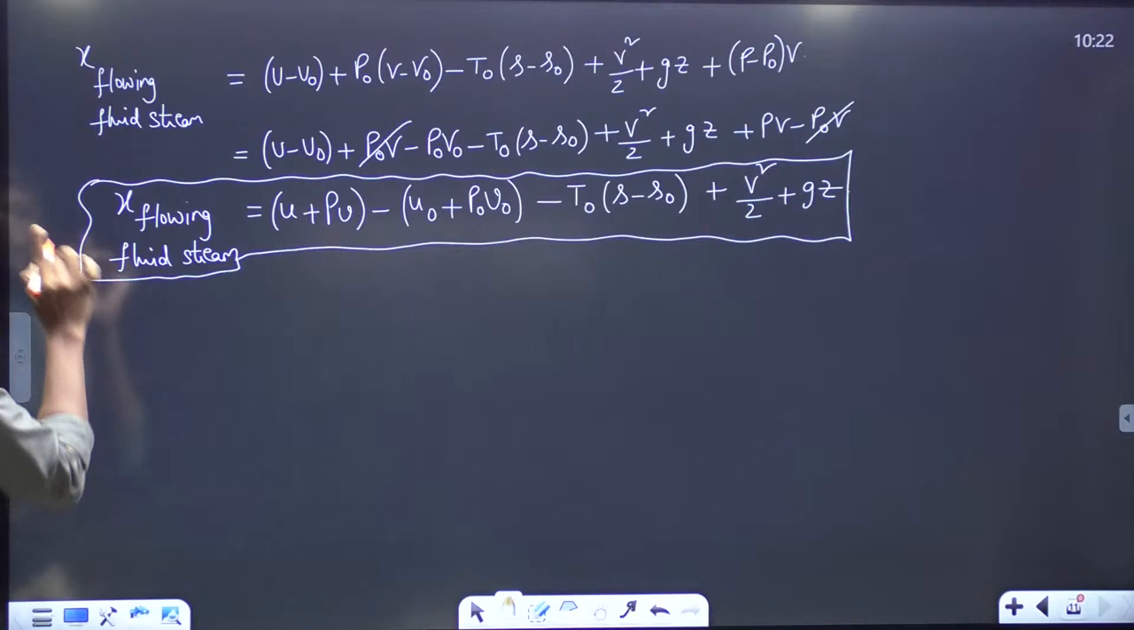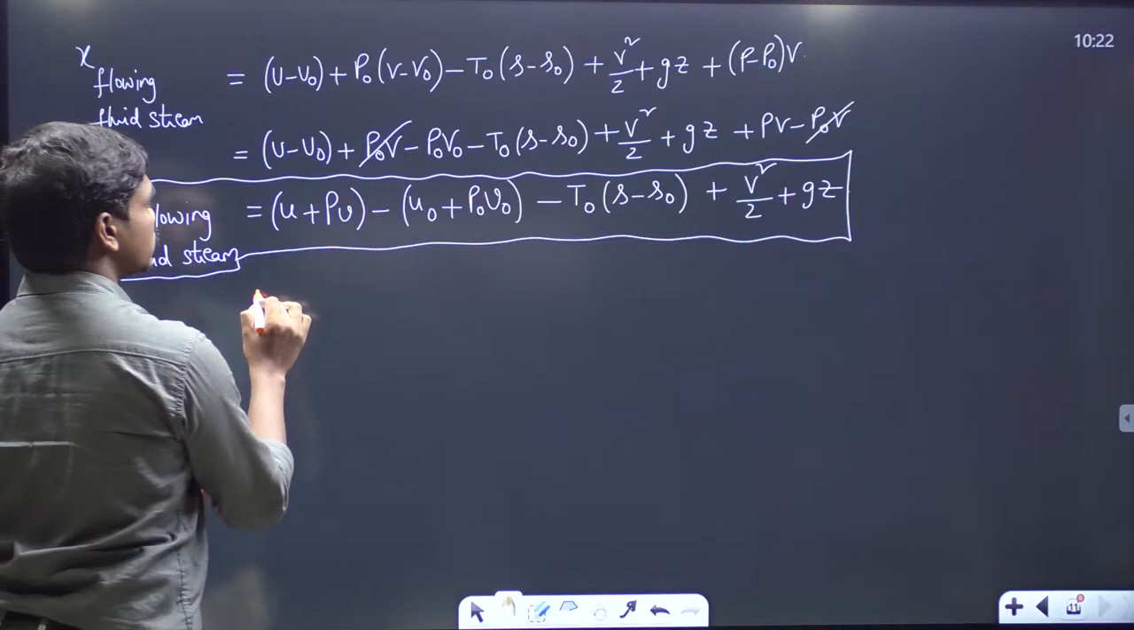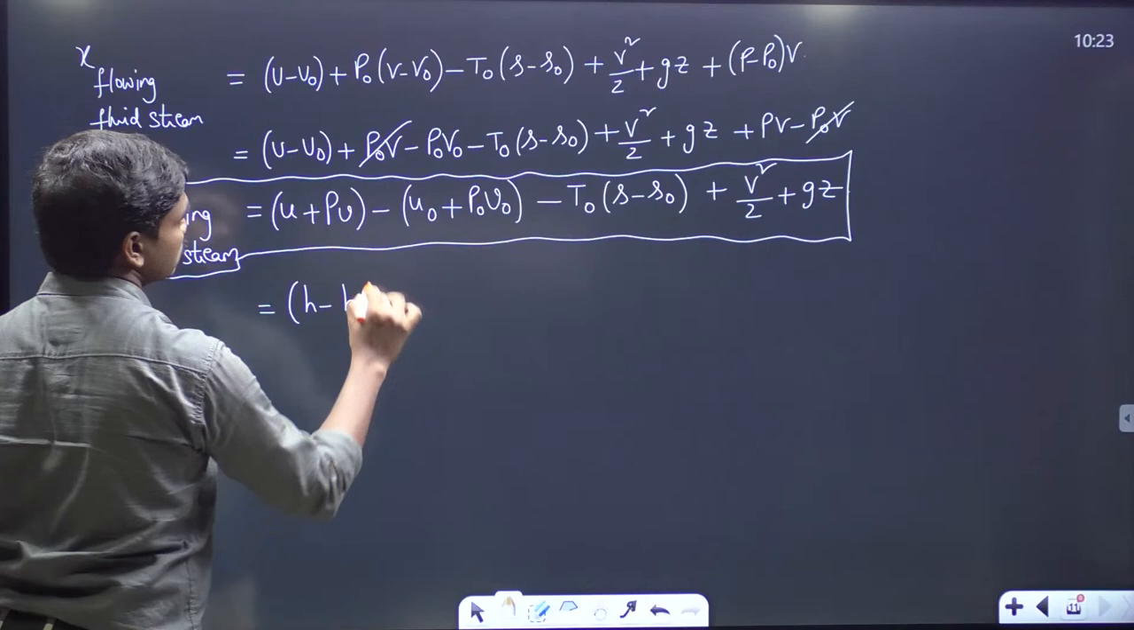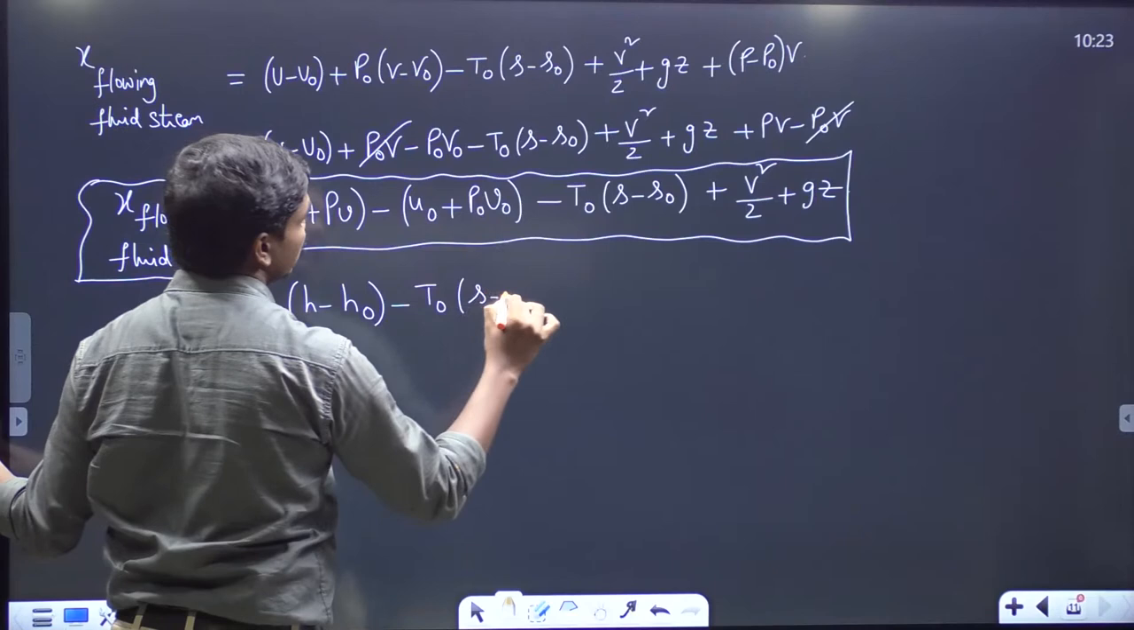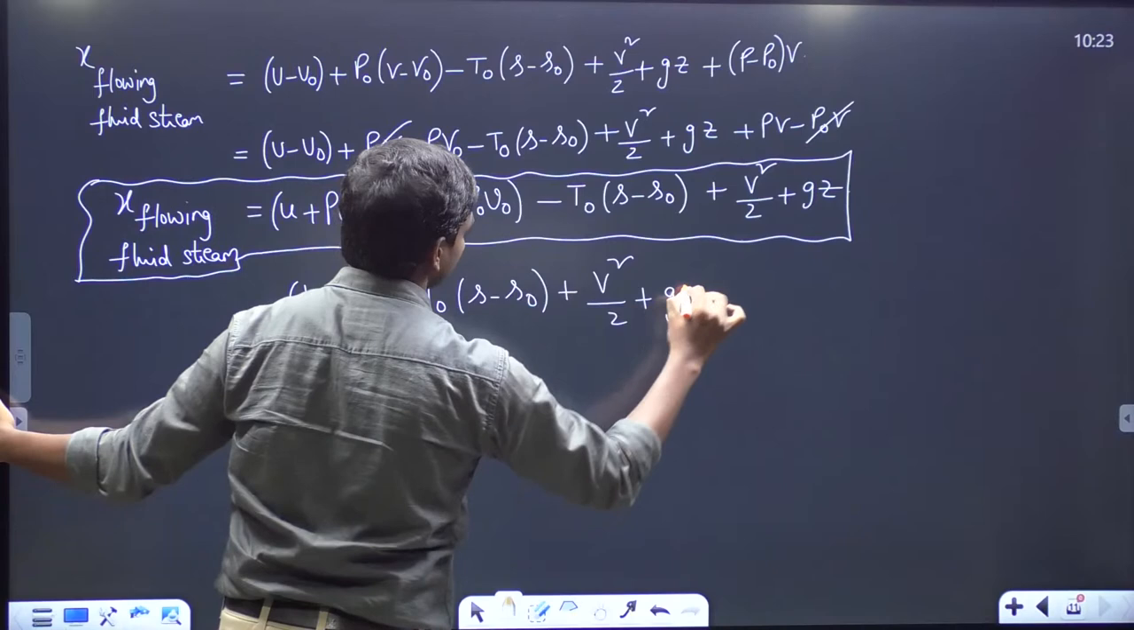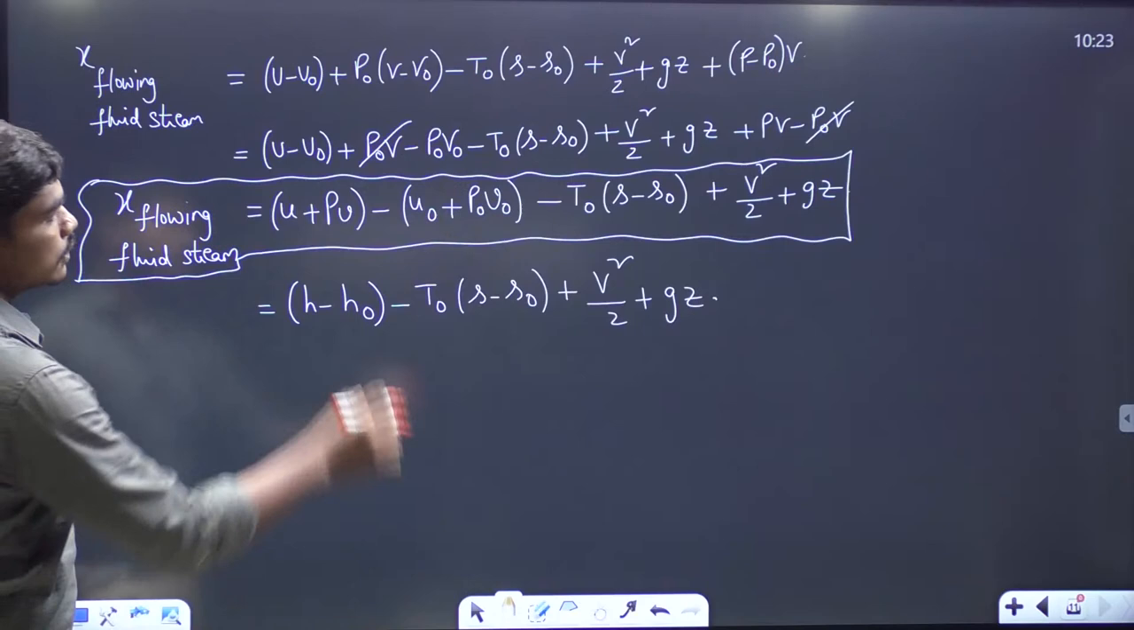Okay, so this is the formulation that we have, and now we can always write it in terms like this: H minus H naught, because U plus PV is H, minus T naught into S minus S naught plus V square by 2 plus gz. And this is the case when we are talking about the system having expelled to the final dead state.